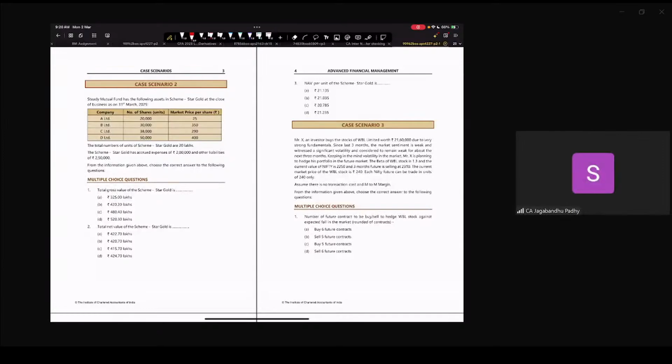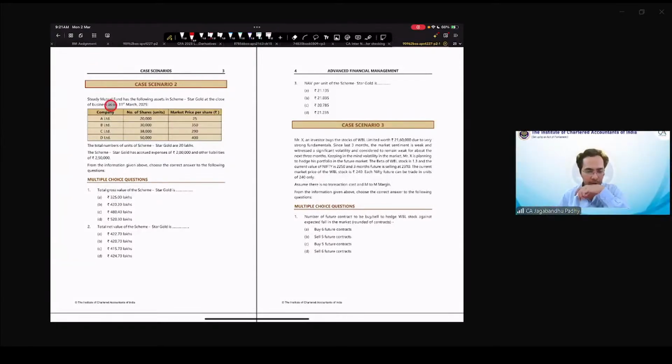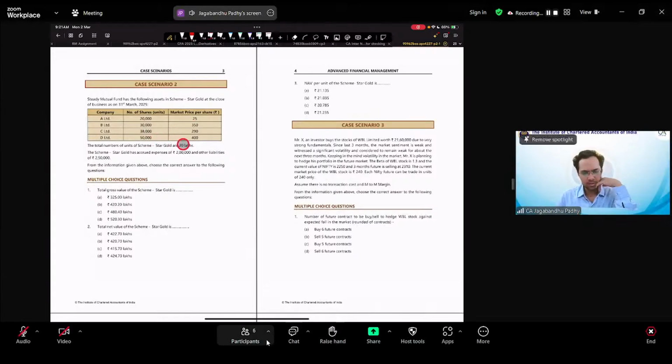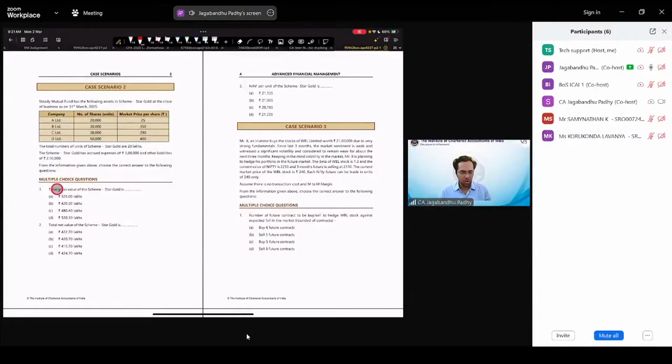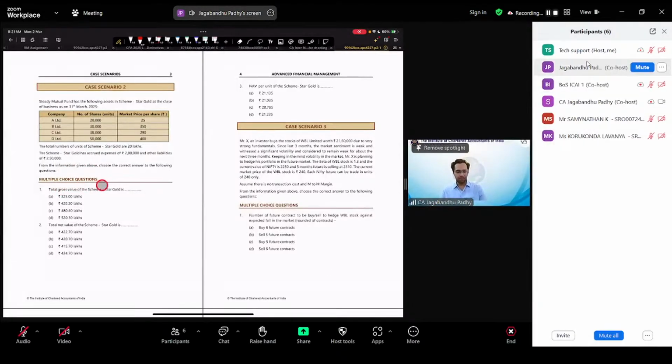So it's quite an easy question here. Steady Mutual Fund at the close of business has these 4 companies in which they have invested, with the shares and the market price. Total number of units of the scheme is 20 lakh. It has accrued expense of 2 lakh, other liability 2 lakh 50. We have to choose the correct ones now. Total gross value of the scheme.